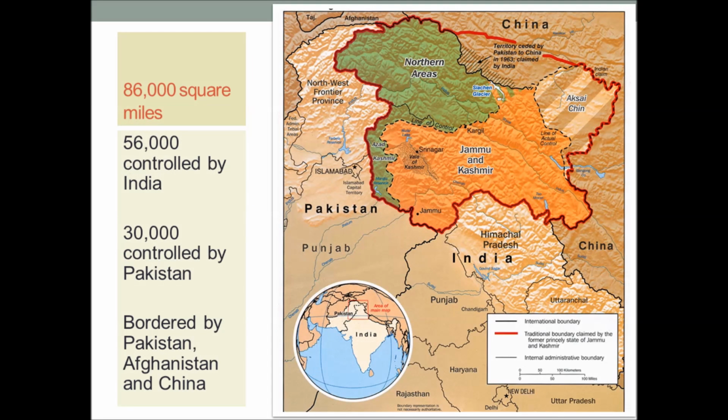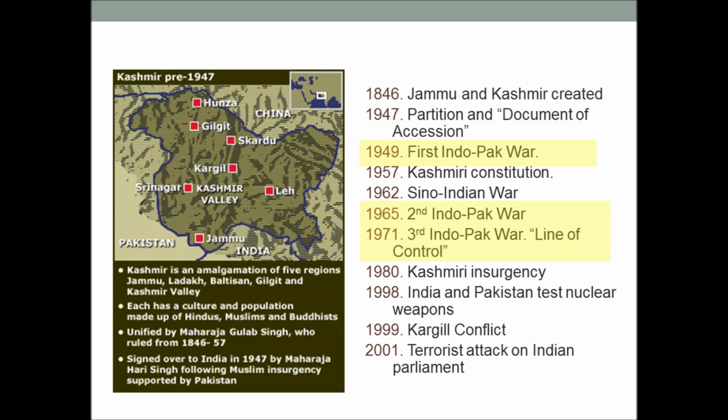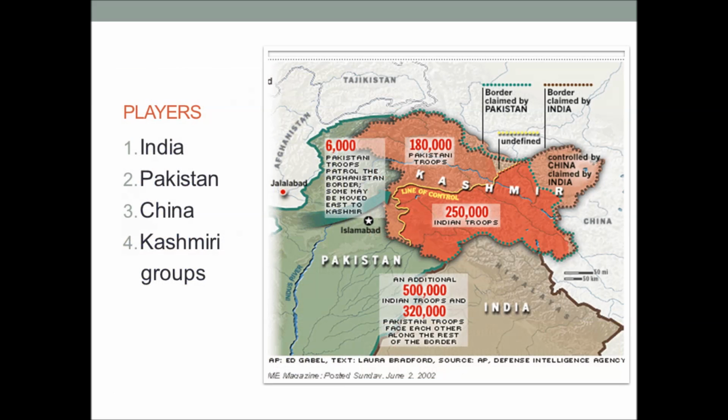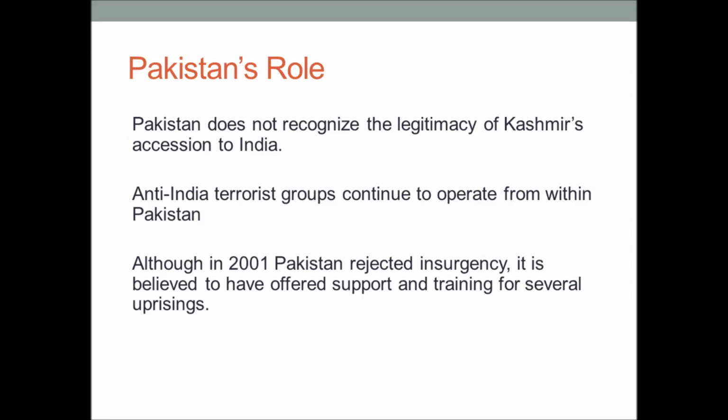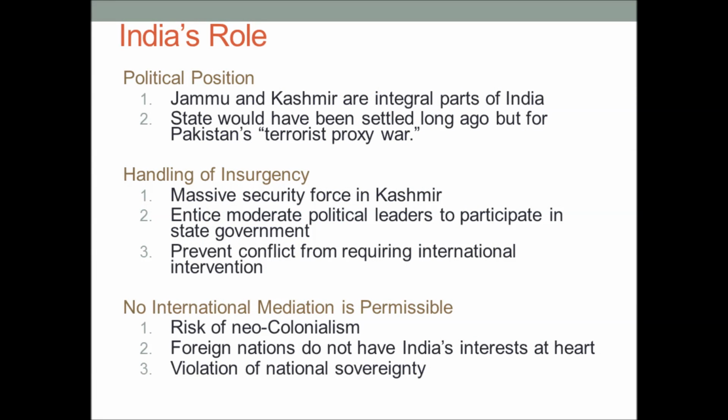I then go into an analysis of the problem itself. I talk about the geography of the region as it relates to the problem, the demographics of the population, and the history of the problem, how we got to where we are now, and how that plays into the situation that we have on hand. Having introduced that, I get to the players. I identify a set of key players: India, Pakistan, China, and Kashmiri insurgent groups, and I then talk about the roles that each one of them has in the particular policy analysis.